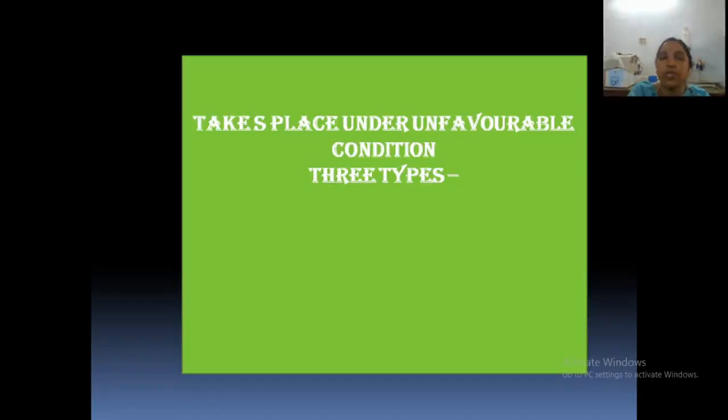So this sexual reproduction takes place in unfavorable conditions, and in Chlamydomonas there are three types of sexual reproduction. What are they? Isogamy, anisogamy and oogamy. You can tell from the term itself: iso means similar, aniso means dissimilar, and oogamy means oogonia or egg is participating. So these are the three different types of sexual reproduction occurring in Chlamydomonas.